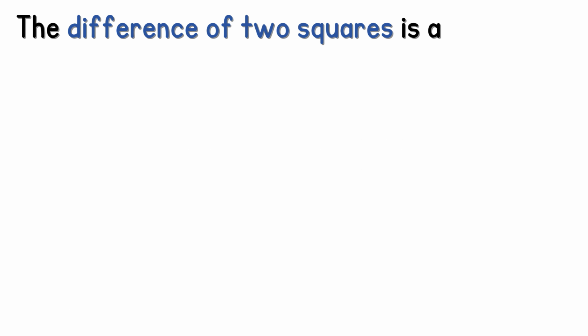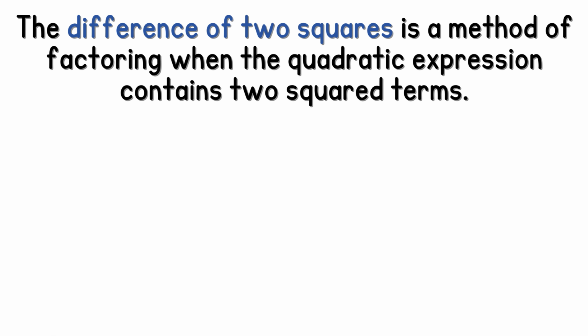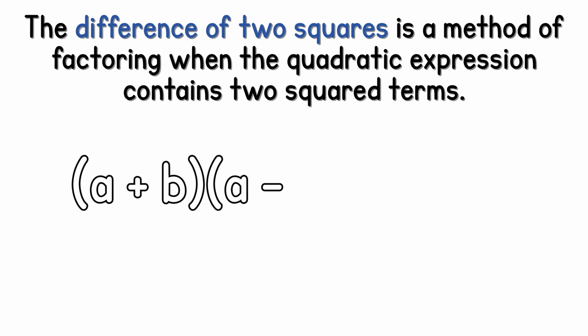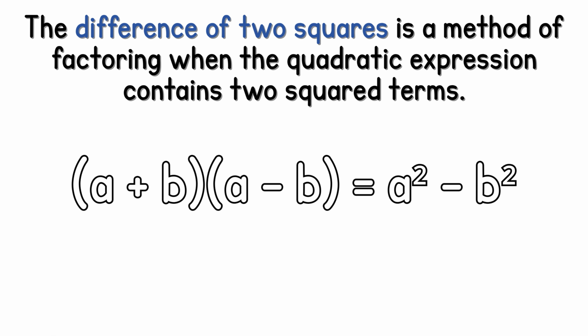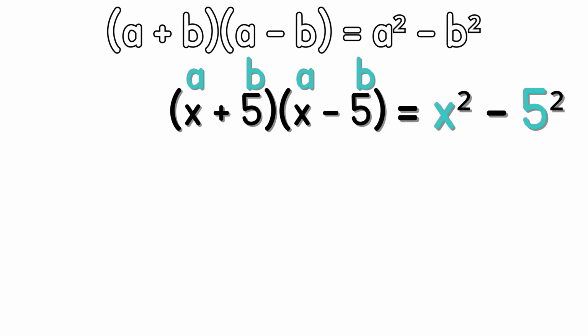The difference of two squares is a method of factoring when the quadratic expression contains two squared terms. So if we have a plus b times a minus b, then we can write it as a squared minus b squared. So if we have an example like x plus 5 times x minus 5, then a will be considered x, and b will be considered 5. So we can write this as x squared minus 5 squared, or 5 squared can be simplified to 25.